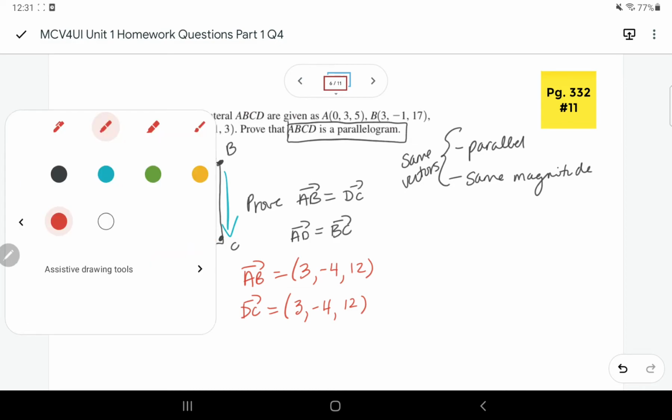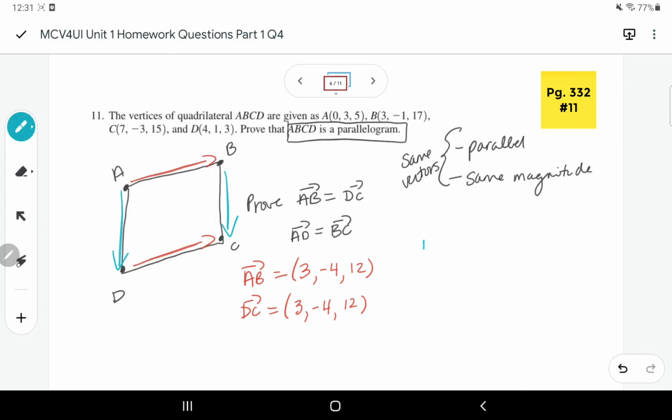Okay, we'll also double check the other pair that I've drawn there. So I'll do AD and BC. So we're going to subtract the D points minus the A points. So 4 take away 0, 1 minus 3, and 3 minus 5. And then for BC, we'll do the C points minus the B points. So 7 minus 3, -3 minus -1, careful with double negatives, and 15 minus 17.